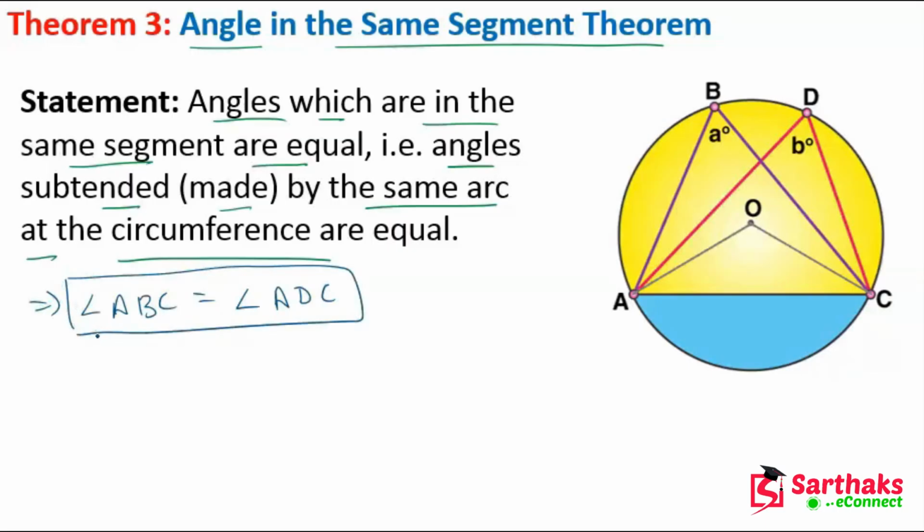My dear friends, now we have to prove this. For this, we have to join OA and OC, and let angle AOC be equal to x. So now, by theorem number second, we can write x is equal to twice of angle ABC, by theorem 1.